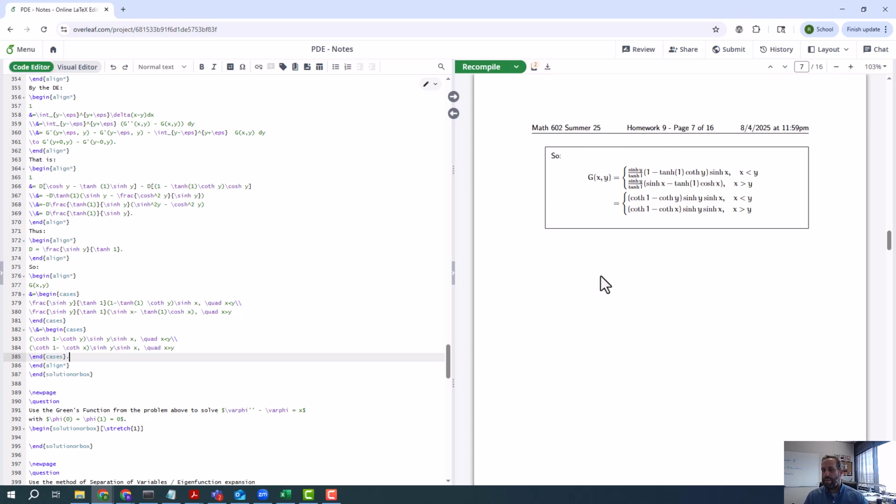Or maybe we can think about the boundary conditions now. Let's look at g when x is equal to 0. What do we get? Sinh of 0 is equal to 0. When we look at x is equal to 1, we have coth 1 minus coth 1, and that's also equal to 0.